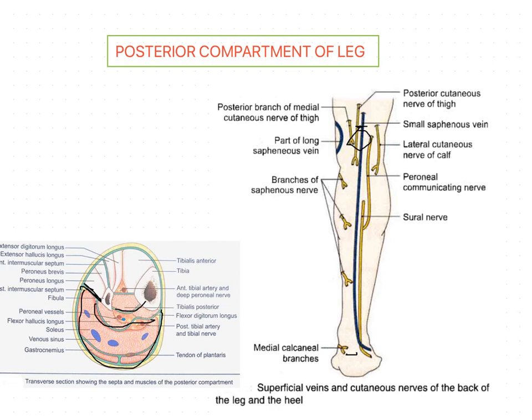With the help of the septum, this posterior compartment is divided into three portions: the superficial portion, middle portion, and deeper portion. The muscles present in the superficial portion are the gastrocnemius, plantaris and soleus. In the middle portion, we can find flexor digitorum longus and flexor hallucis longus muscles. In the deep portion, we can find the tibialis posterior muscle.